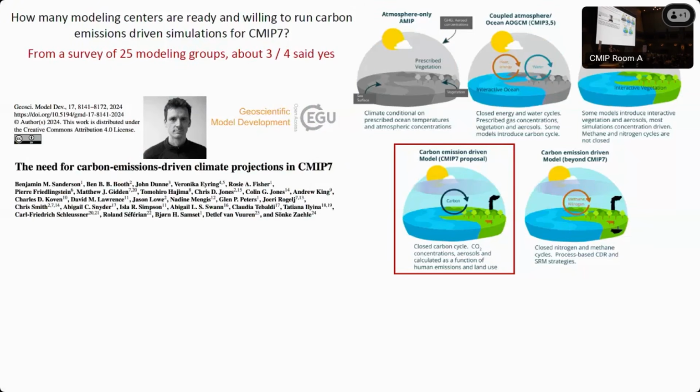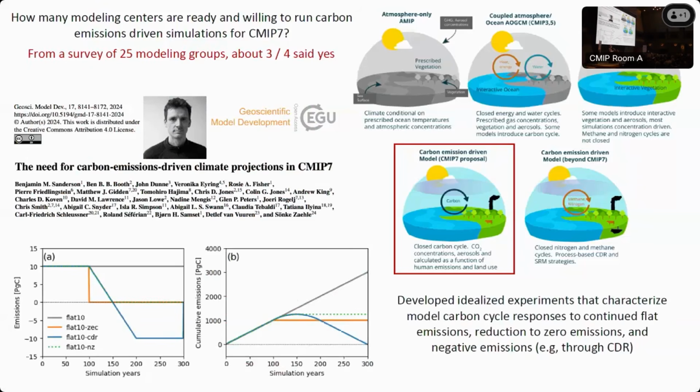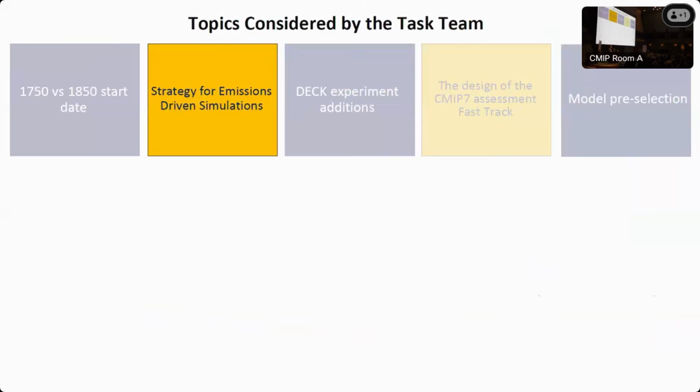He produced this perspective, arguing for the need for emissions-driven simulation so that we could incorporate uncertainties in the carbon cycle more fully into CMIP. And in that effort, he also designed these idealized experiments to characterize the carbon cycle within the model. So these are simulations with flat carbon emissions, or reducing to zero, or going negative to mimic carbon dioxide removal. And so these experiments are going to be part of the fast track.